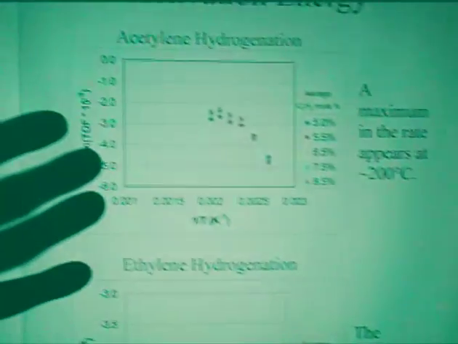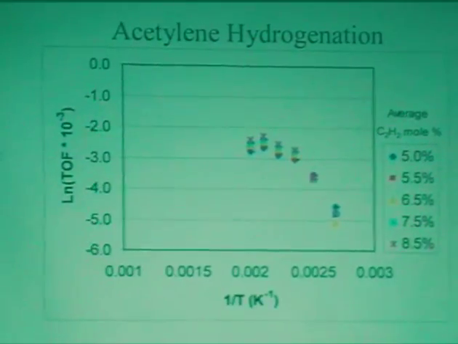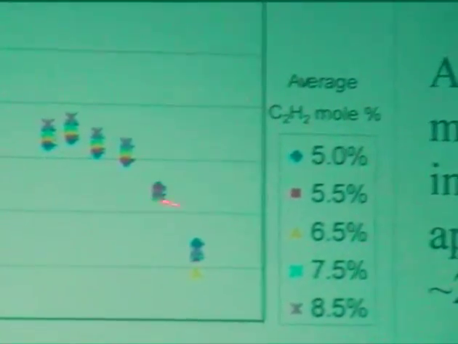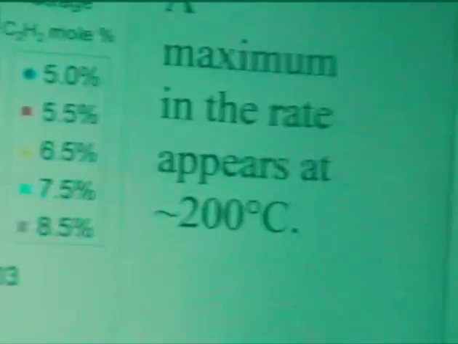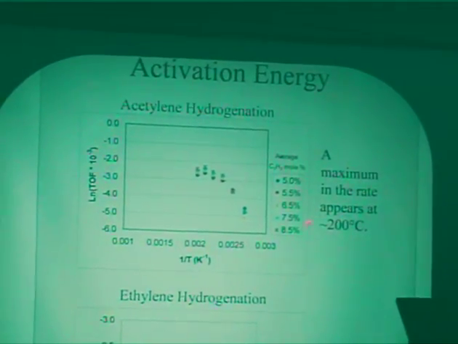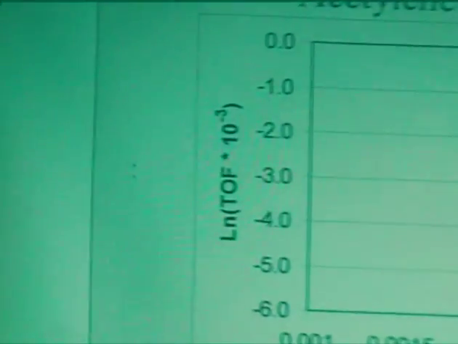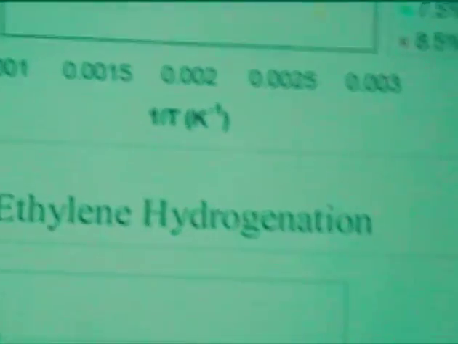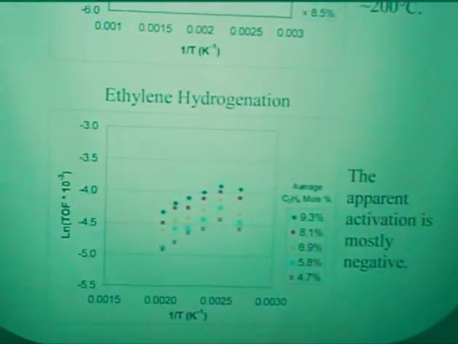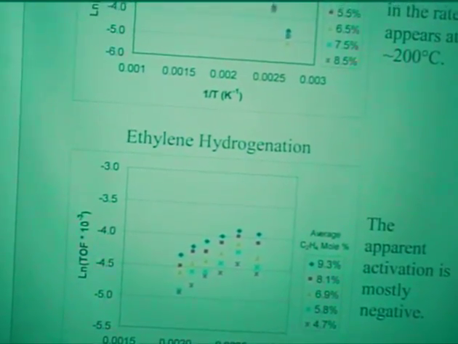So then I can plot all of my data, natural log of the data versus 1 over T. The slope here would be the opposite of the activation energy. So this is a positive activation energy for acetylene hydrogenation. And it appears to pass through a maximum, again, at about 200 degrees C. Now remember, that's where we saw the apparent change in dependence upon the hydrogen concentration. So this might just be an artifact and a result of bad data collection, or there may actually be something going on there.